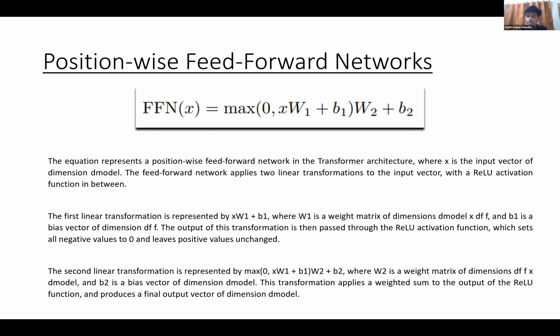The output of this transformation is then passed through the activation function, that is ReLU, which sets all negative values to 0 and leaves positive values unchanged. And the second linear transformation is represented by max(0, xW1 plus b1) times W2 plus b2, where W2 is a weight matrix of dimensions d_ff by d_model, and b2 is a bias vector of dimension d_model. So this transformation applies a weighted sum to the output of the ReLU function and produces a final output vector of dimension d_model.